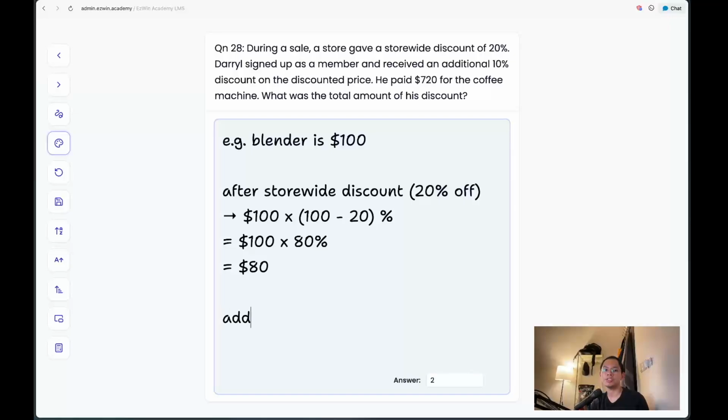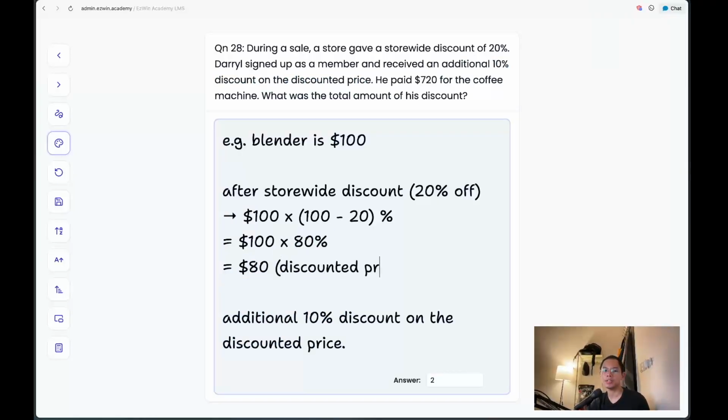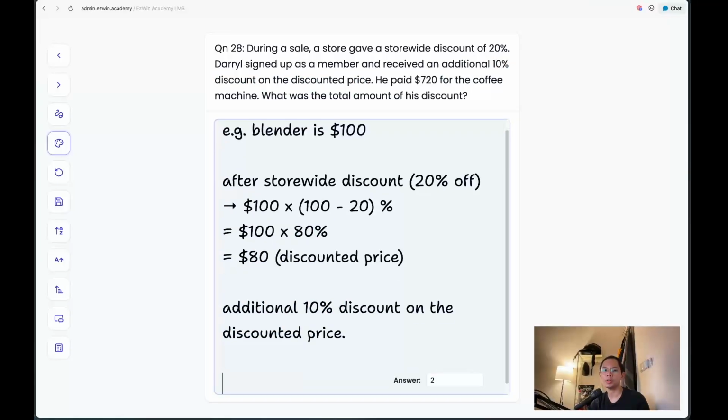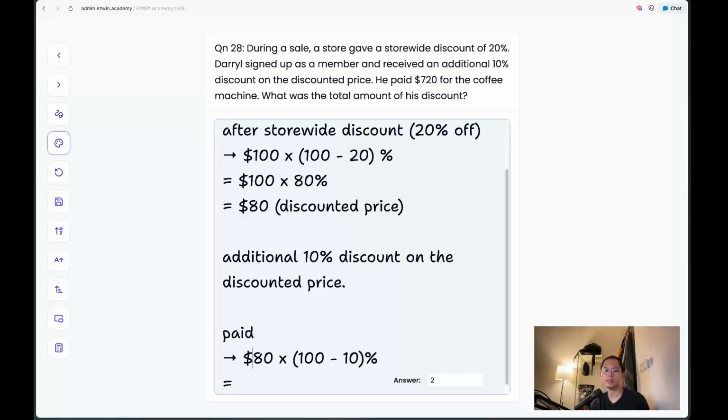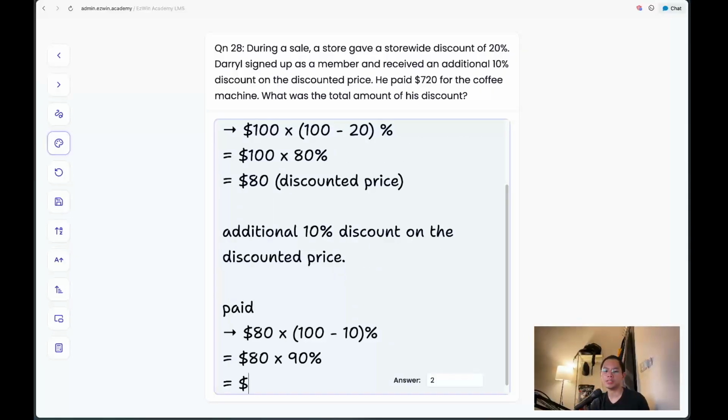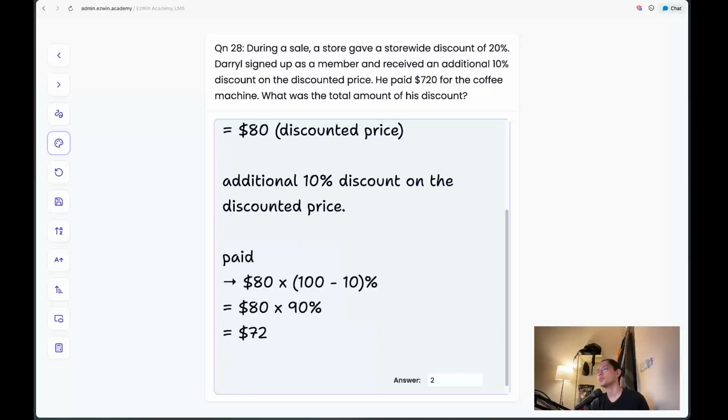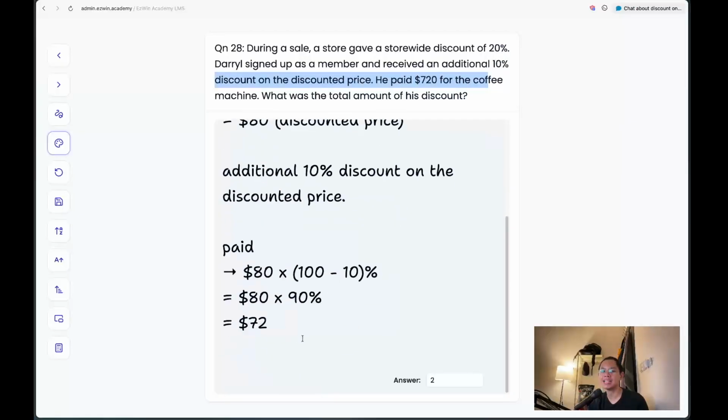Now we have an additional 10% discount on the discounted price. So this is the discounted price. That means we have $80 times (100 minus 10)%, basically 90%. That will give us $72. So we don't add the two percentages. We have to calculate separately.